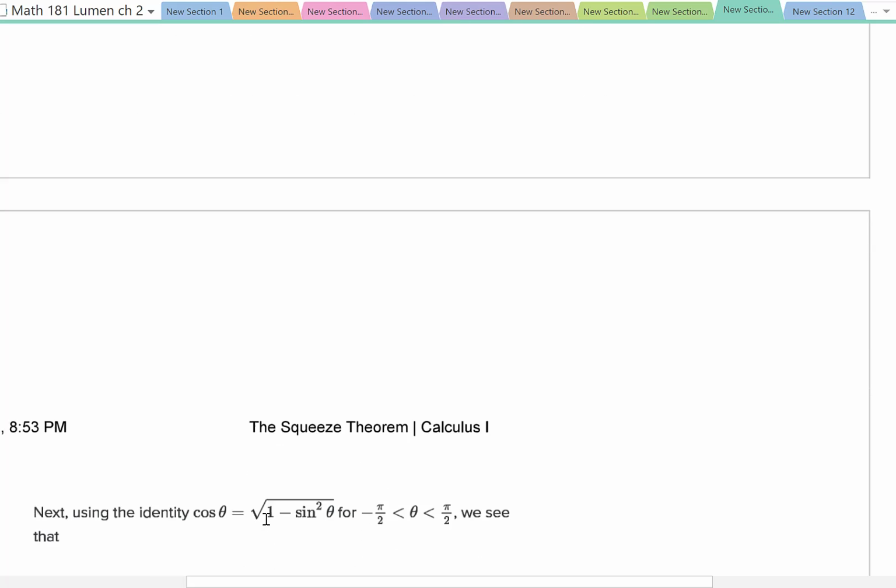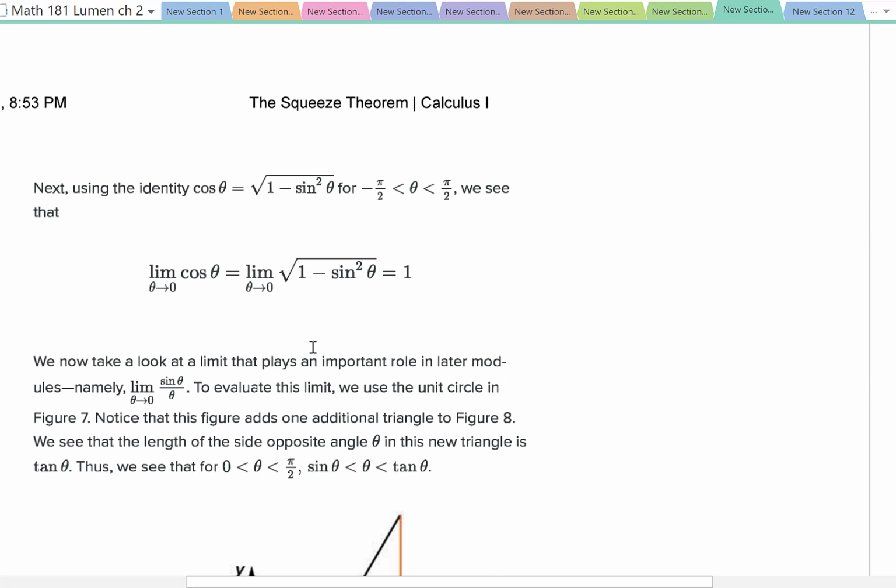Okay, moving on. So now we're going to look at another one. We have this relationship that you remember from your pre-calculus days, your trig days: cosine of theta is the square root of 1 minus sine squared theta.